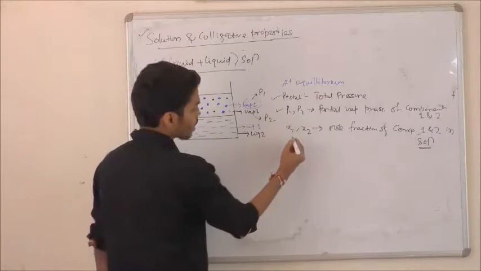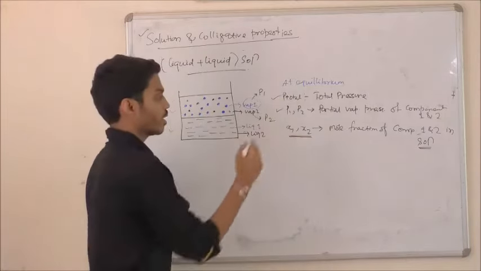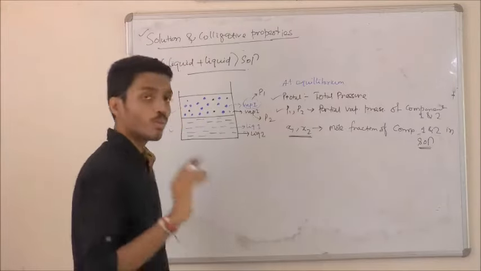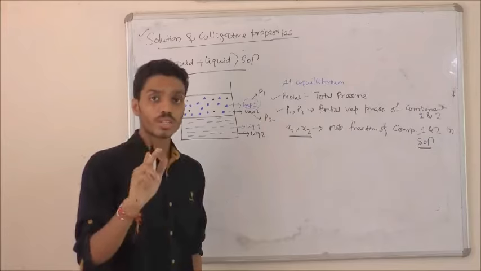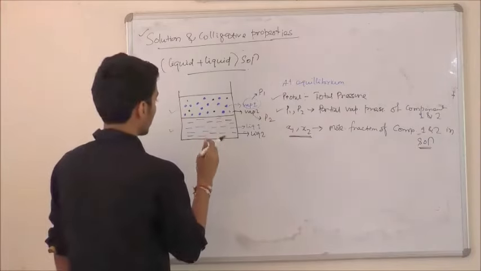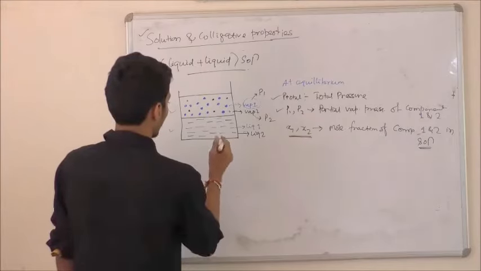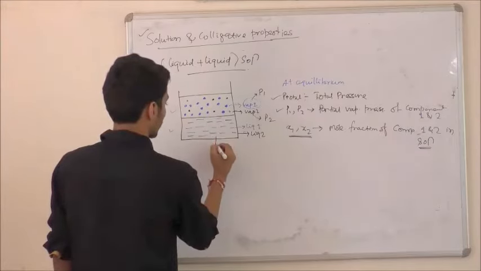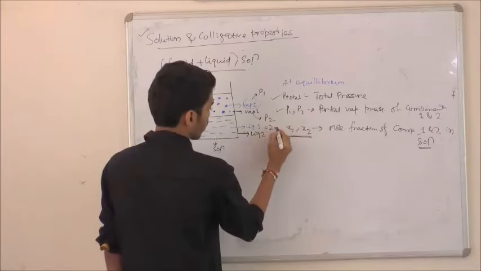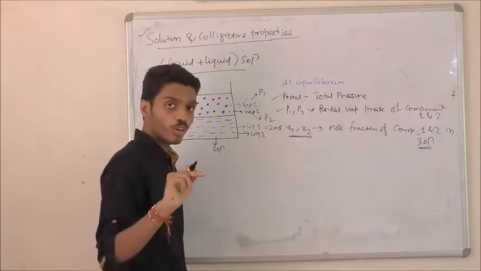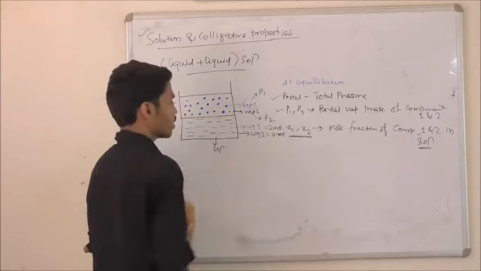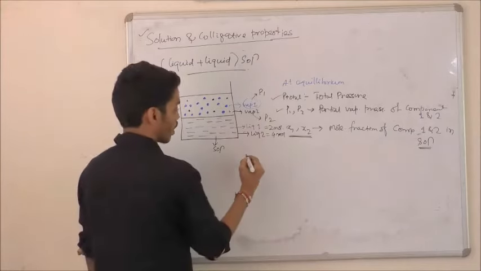Now what is x1 and x2? We call it the mole fraction of component 1 and 2 in solution. Suppose liquid 1 is present 2 mole in solution. So this is the solution. Suppose liquid 1 is present 2 mole, and suppose liquid 2 is present 4 mole in this solution.